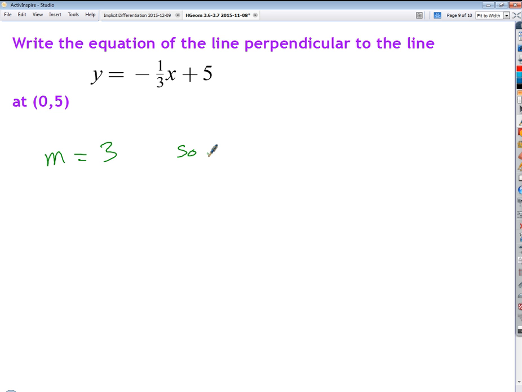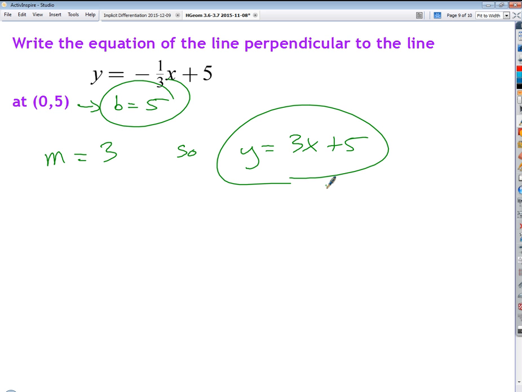So if that's m, and that's the point, well, actually, we can even take a shortcut here. Normally, we'd have to substitute in the values of x and y and m and solve for b. But what's unique about that point I gave you? It's the y-intercept. This is directly telling us that b equals 5. So y equals 3x plus 5. That's our answer.